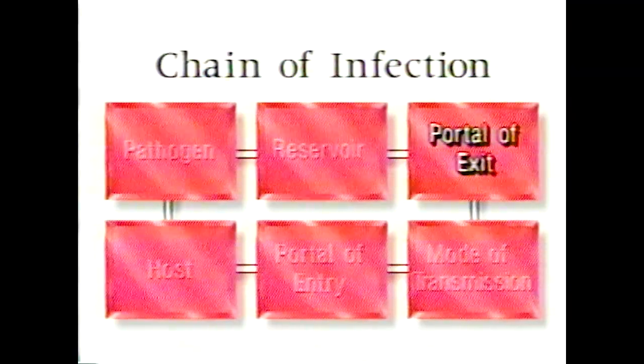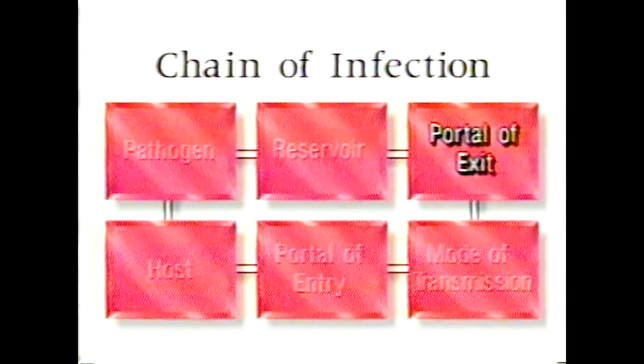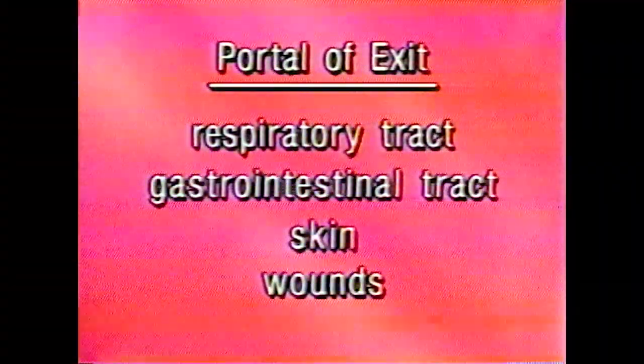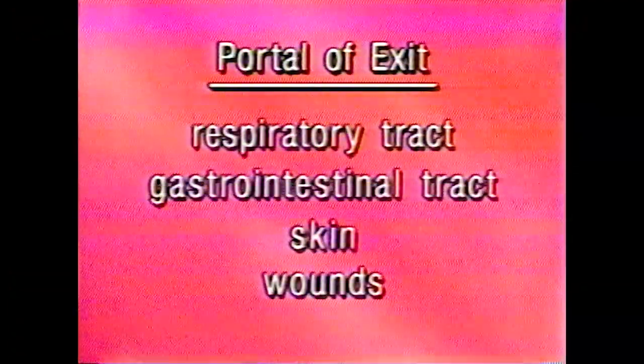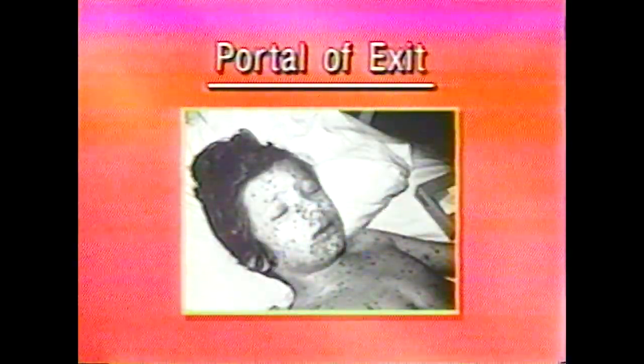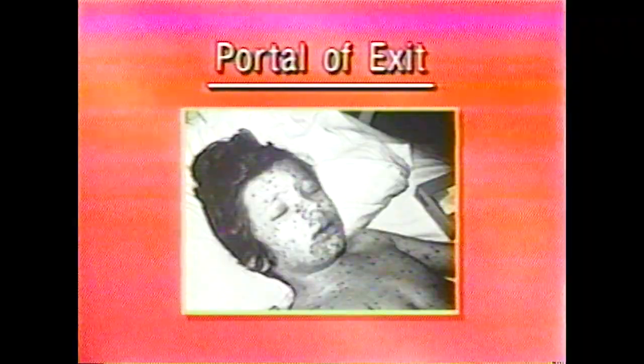Try to determine how the pathogen left the reservoir, that is, the portal of exit. In general, the major portals of exit are the respiratory and gastrointestinal tracts, as well as the skin and wounds. Pathogens can leave a human reservoir by means such as coughing, sneezing, draining lesions, diarrhea, drainage of body fluids, or withdrawal of blood. The actual portal of exit may not be immediately obvious. For example, while varicella lesions are highly visible, it is the airborne transmission that is significant.